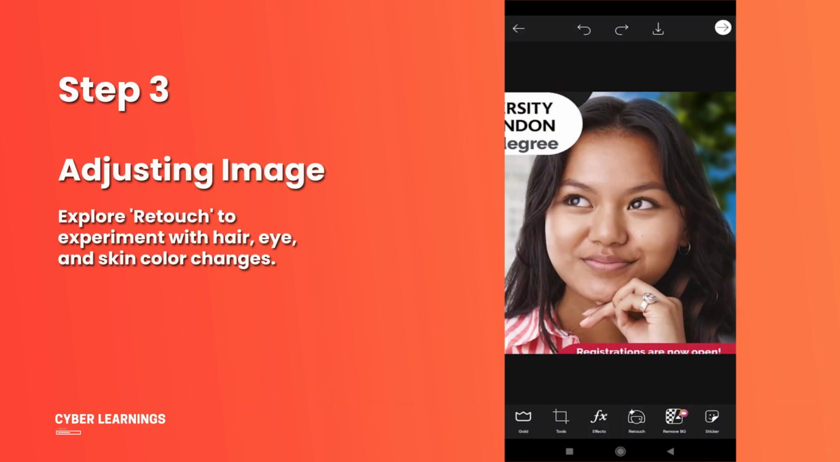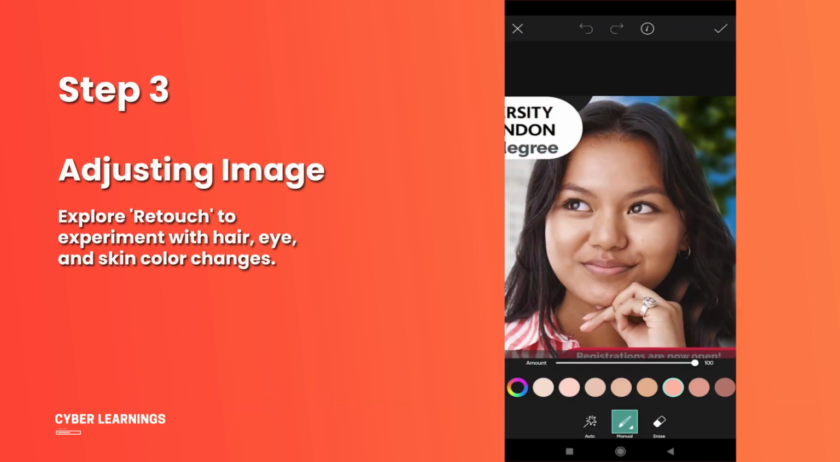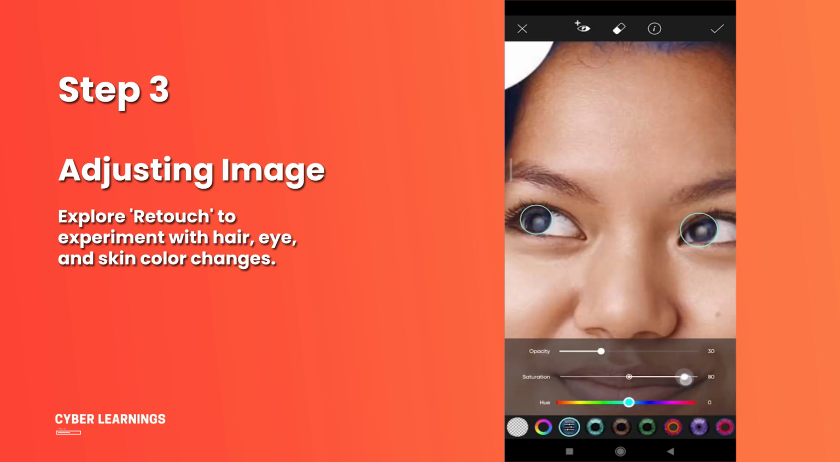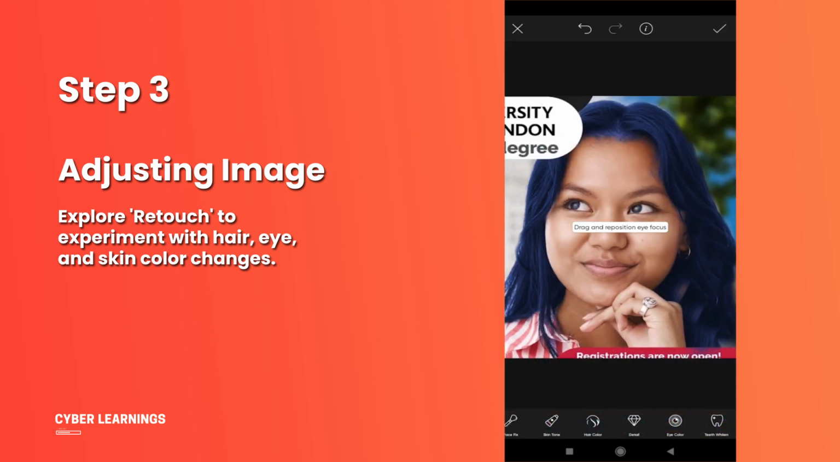Step 3. Adjusting the image. Moving on, let's enhance your image. Tap Adjust to manually tweak contrast, saturation, shadows, highlights and more. Explore Retouch to experiment with hair, eye and skin color changes. Remember, undo is always there if things get wild.